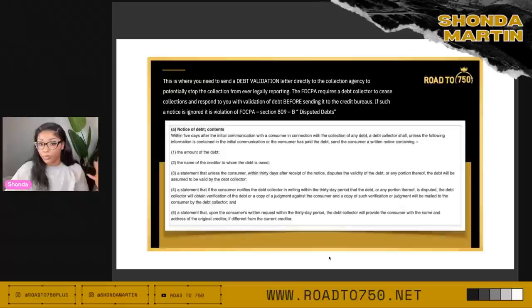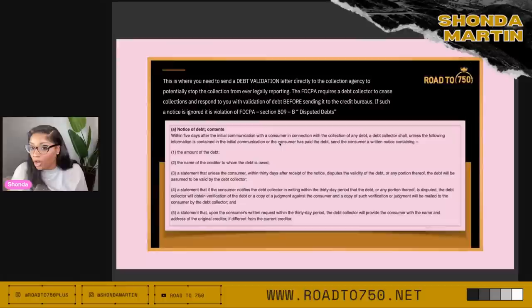So section 809, subsection B is called disputed debts. What I wanted to bring attention to is a few things, actually. A: within 5 days after initial communication with the consumer in connection with the collection of any debt, a debt collector shall, unless the following information is contained in the initial communication or the consumer has paid the debt. Or the consumer has paid the debt, because after you paid it, they don't have to provide you with validation. That's number one. This is a screenshot directly out of the FDCPA laws. You can look it up now.